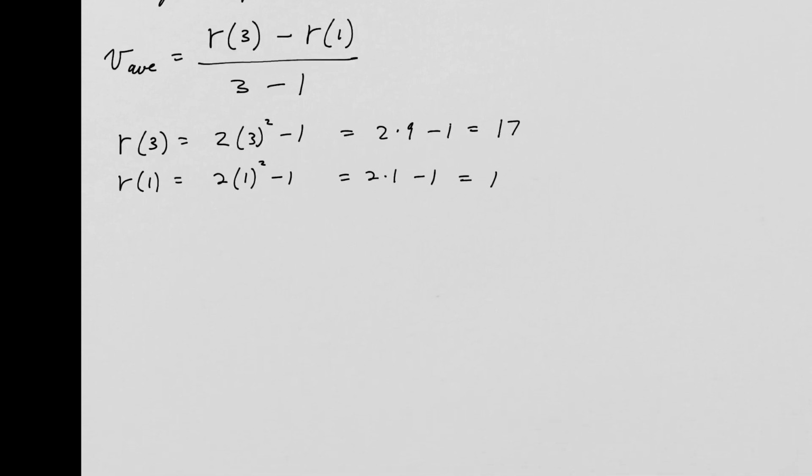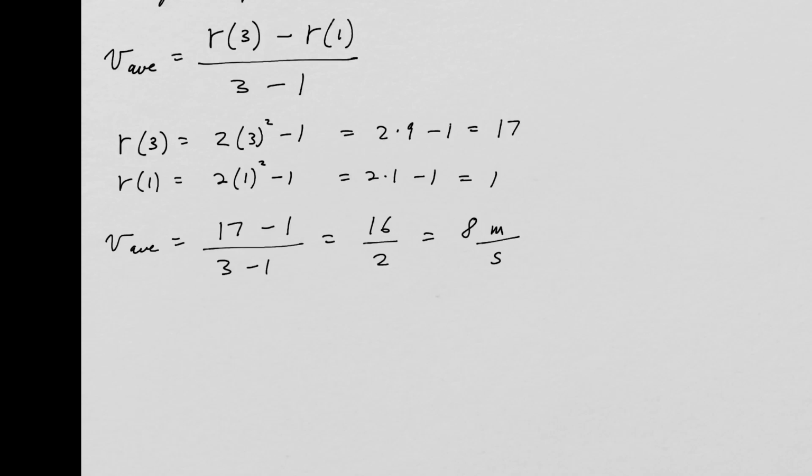And now I have my answer, right? So the average velocity will be 17 minus 1 over 3 minus 1. So this will be 16 over 2, which is 8. And in this case, there's units, right? Because it's a real physical problem. It's meters per second. So 8 meters per second would be my average velocity. Okay, so I think that's all I want to talk about, at least for now. We can do more of this in lecture if we need to.